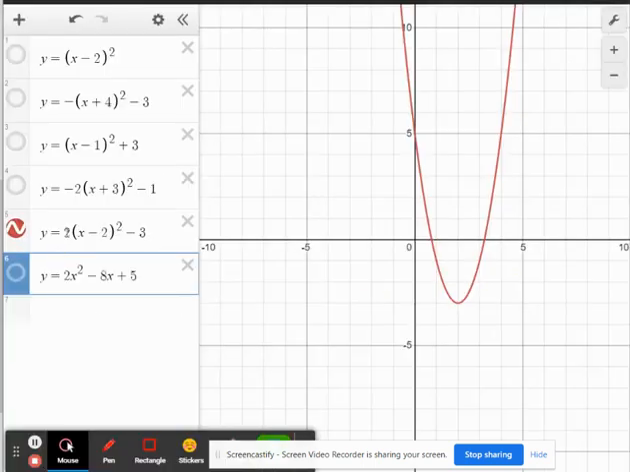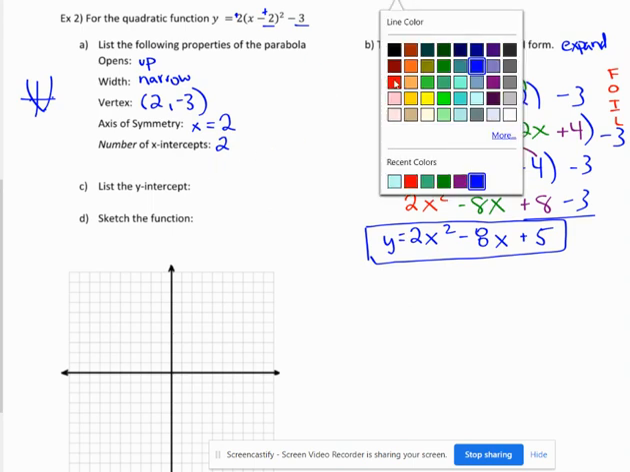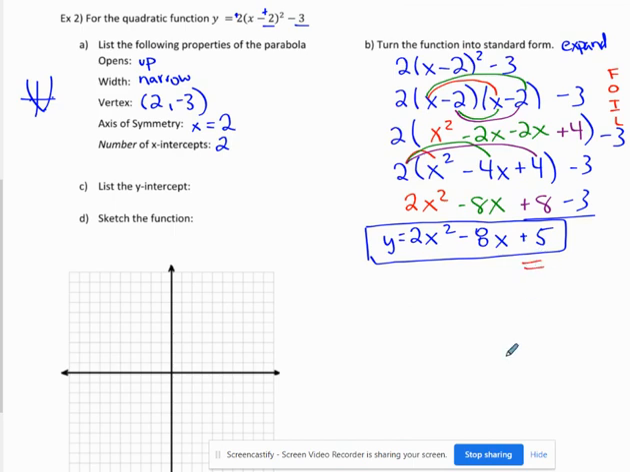So here's our graphing calculator. So 2 times x minus 2 squared minus 3 is this graph right here. And then this one, our expanded form should also show up. And it is, as you can see, the same one. So that one's there. This one's also there. They are the same. So we should have expanded correctly. Should be good. All right. So our y-intercept, we can clearly see from our standard form, and our y-intercept is right here at positive 5. So our y-intercept is at 5.